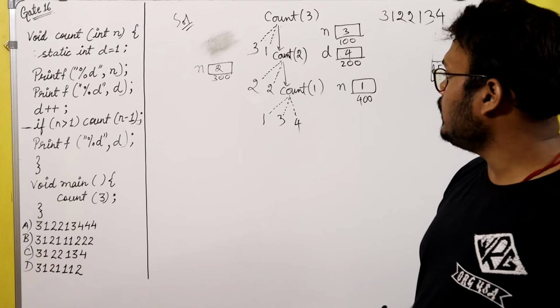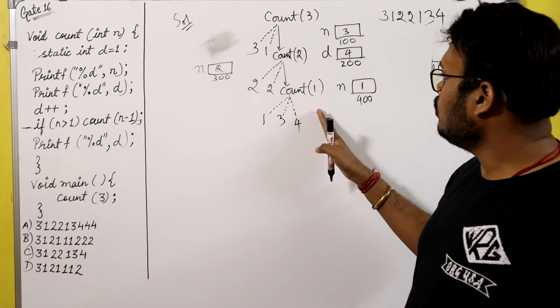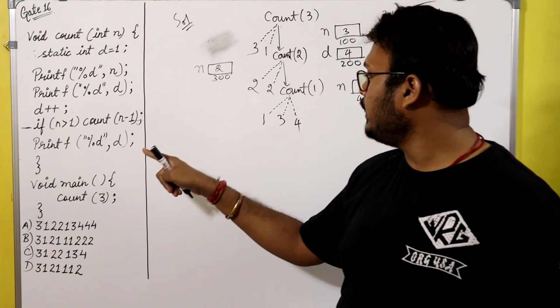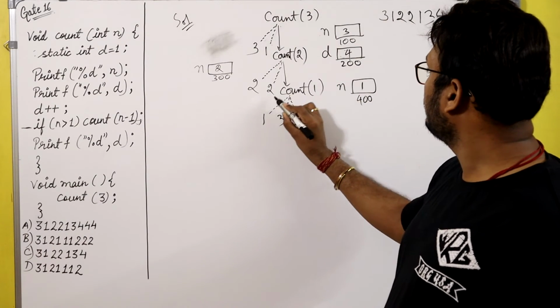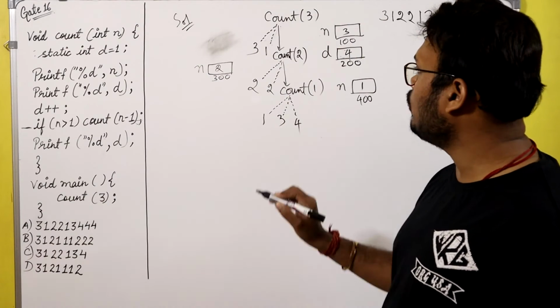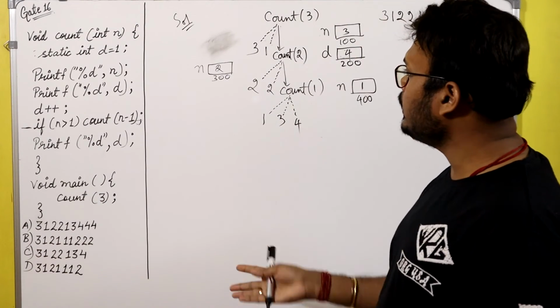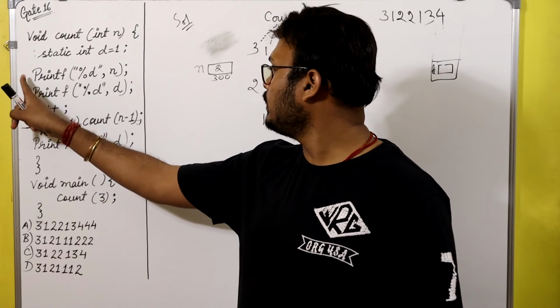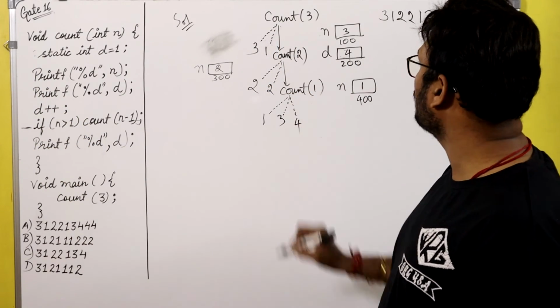Fine. So now 4 is printed. It means the count 1 function is over, because count 1 has executed all its lines, like this one, this one, this one, this one, this one. So the count 1 function is over.